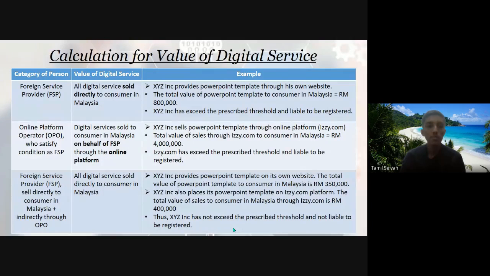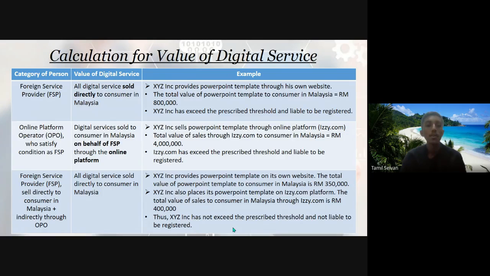The second category is the online platform operator, for example Amazon, who satisfies the condition of a foreign service provider. And the value is determined by digital services sold to consumers in Malaysia on behalf of the FSP through the online platform. For example, XYZ Inc. sells PowerPoint templates through an online platform, which is easy.com. And the total value of sales through easy.com to consumers in Malaysia is 4 million ringgit. So this exceeded the threshold, and easy.com will be liable to register.